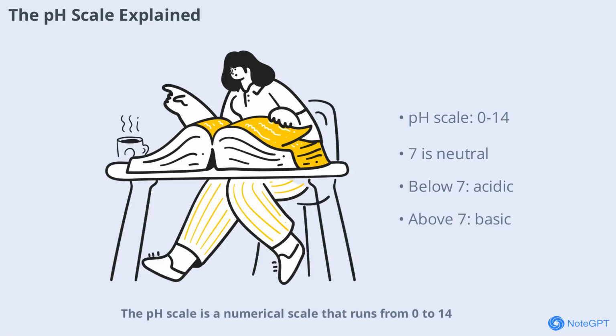The pH scale is a numerical scale that runs from 0 to 14. Each number represents a tenfold difference in acidity or alkalinity. For instance, a solution with a pH of 4 is 10 times more acidic than one with a pH of 5. The middle point, pH 7, is neutral. Pure water sits here. Substances below 7 are increasingly acidic, while those above 7 are increasingly basic. This simple scale helps scientists, cooks, gardeners, and many others make informed decisions every day.